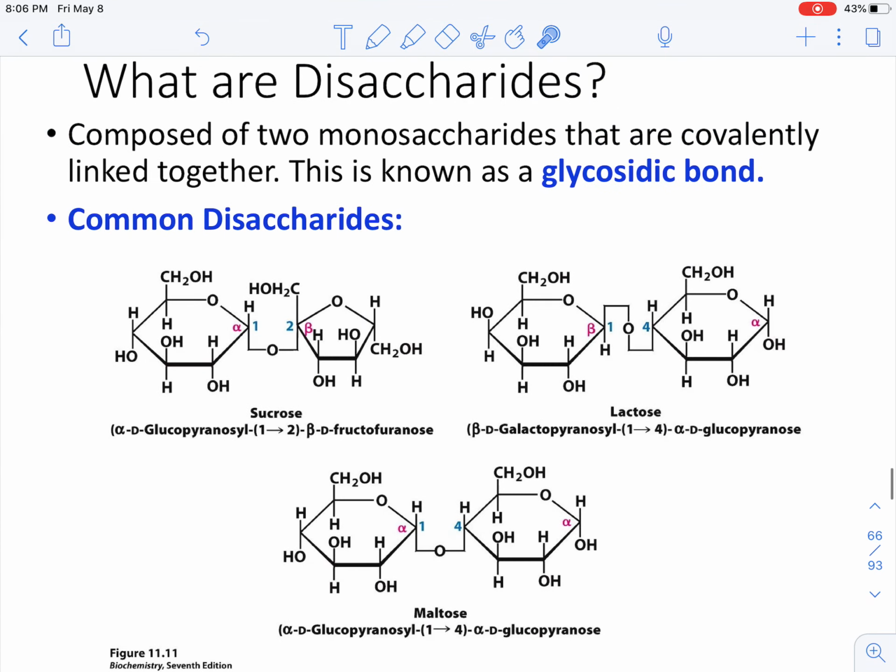All right, so sucrose, which is the third common disaccharide, is also known as table sugar. And so sucrose is primarily found in sugarcane and sugar beets. And so sugarcane, this is an image of sugarcane. It's typically processed in some type of plant.